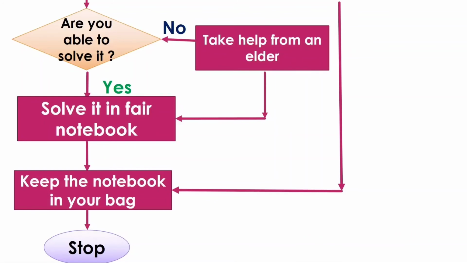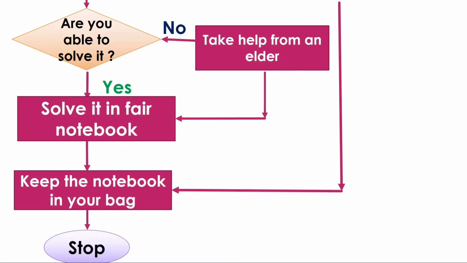Now come to the no position. See the no part. In no, it is written take help from an elder. Are you able to solve it? No. No means we have to do something else. So what will we do, take help from an elder. Then see the arrow is going to the next rectangular box where it is written solve it in fair notebook. Then keep the notebook in your bag and then stop.